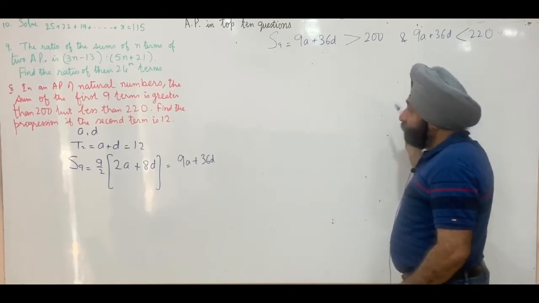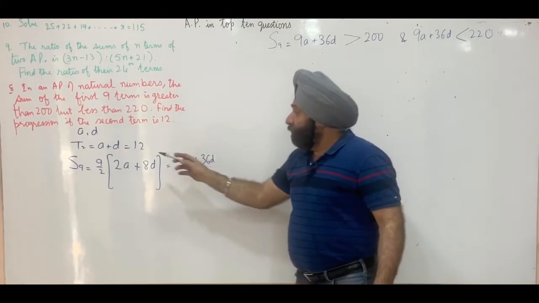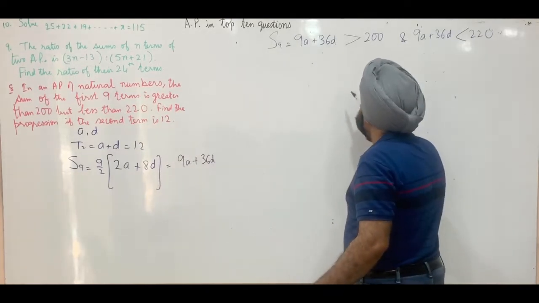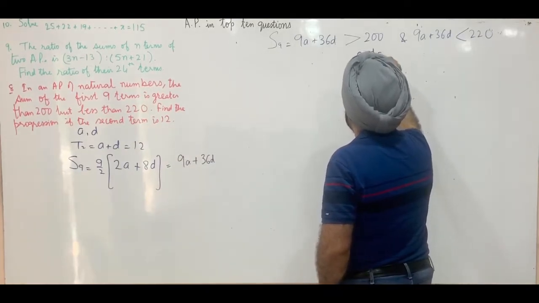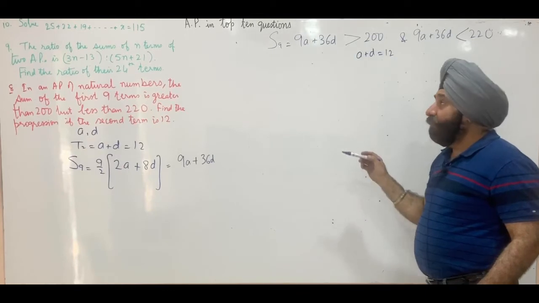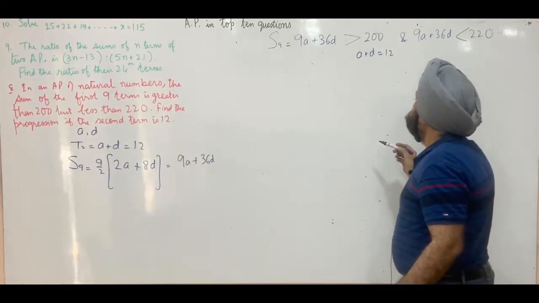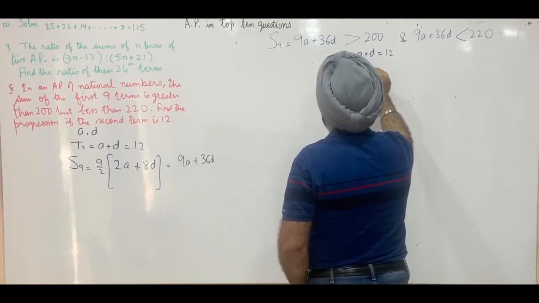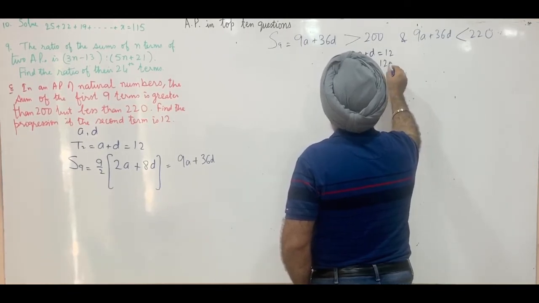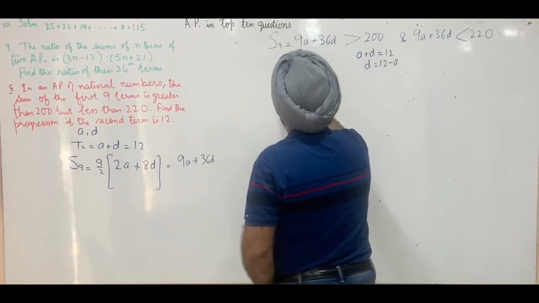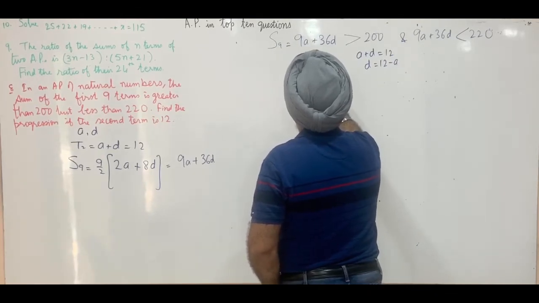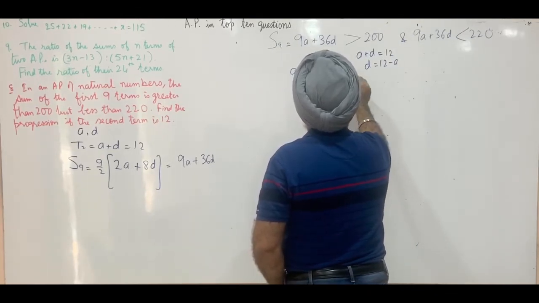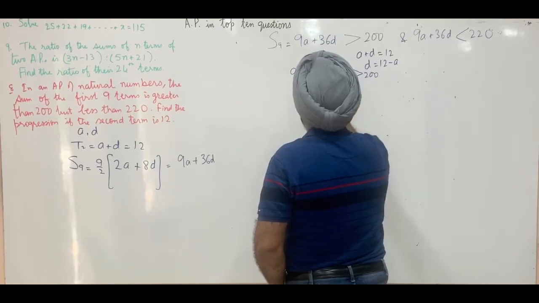Now how to solve these? We can use A plus D is equal to 12. That will reduce the number of unknowns. So we can say here that D is 12 minus A. This is 9A plus 36 into (12 minus A), and this is greater than 200.